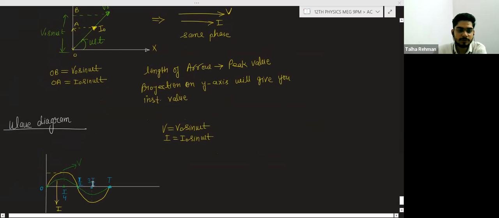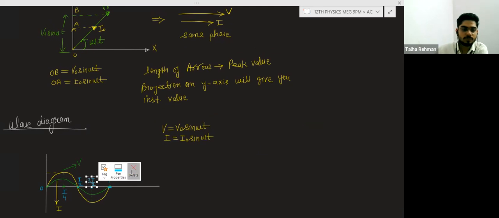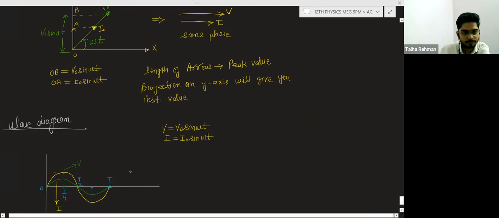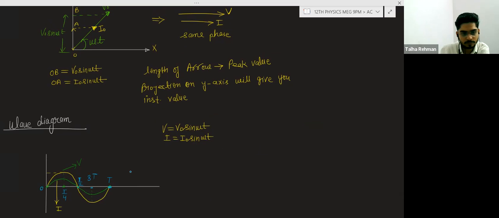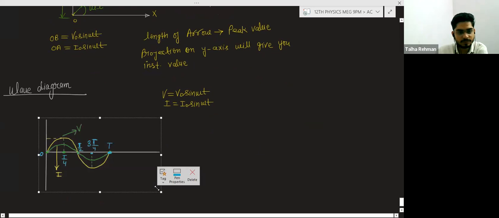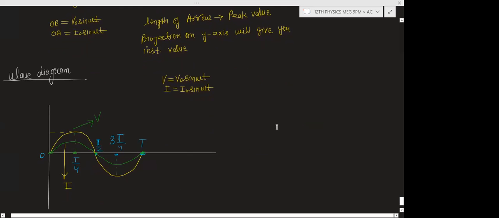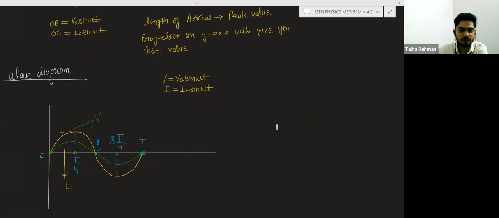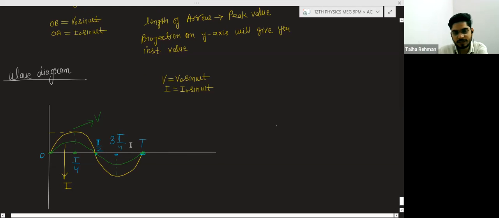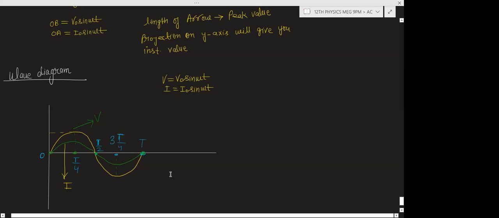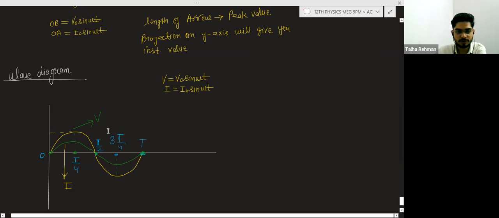Oh, this is 3t by 4, not 2. Draw the wave diagram, this diagram properly. Sir, last time you wrote 3t by 2 only. Yes, I wrote 3t by 2 last time, but half of t and this when you take, you will get 3t by 4. So we have to correct that from last time. Yes, 3t by 4.